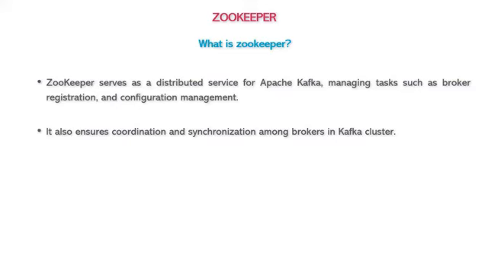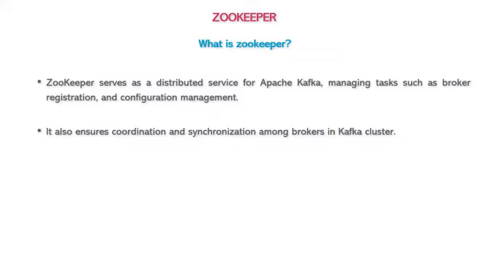First of all, I wanted to discuss Zookeeper. Zookeeper is basically the base to run Apache Kafka. Zookeeper serves as a distributed service for Apache Kafka, managing tasks such as broker registrations and configuration management. I told you about the Kafka broker, right? The Kafka broker stores and manages the Kafka topics. Here, Zookeeper is the main server which acts as a distributed service for Kafka, which does the broker registrations and these kinds of things. Without Zookeeper, Apache Kafka will not run. So first we need to run Zookeeper, then we need to run Kafka.